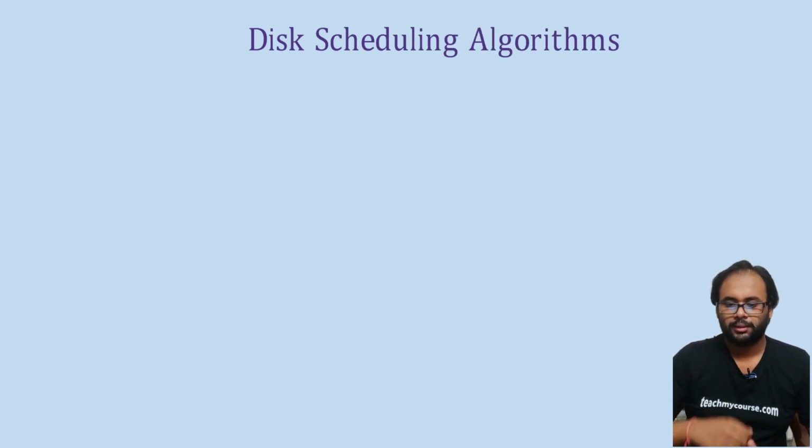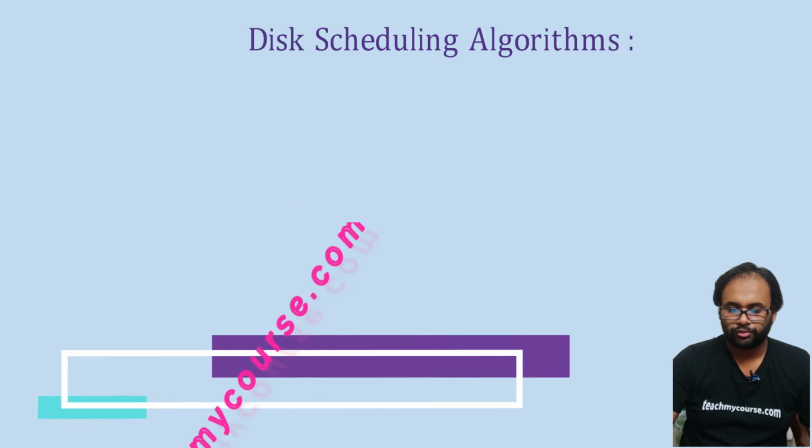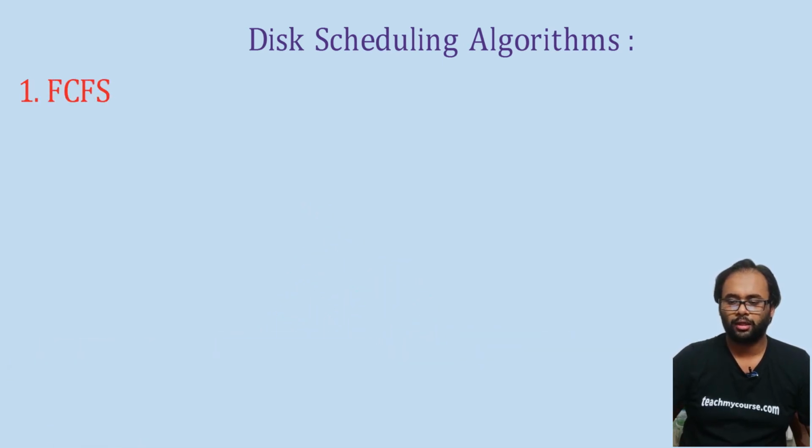So the first one is FCFS. FCFS is the simplest of all the disk scheduling algorithms.